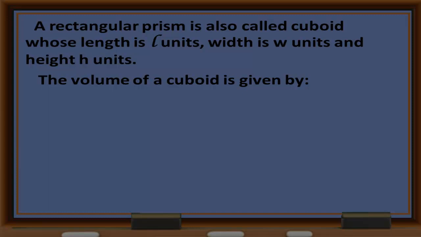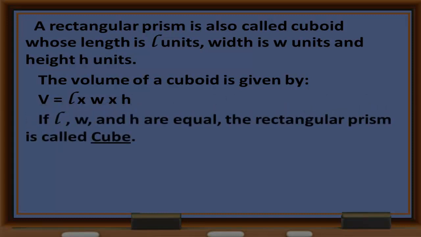The volume of a cuboid is given by V is equal to length times width times height. If L, W and H, that is length, width and height, are equal, the rectangular prism is called a cube.